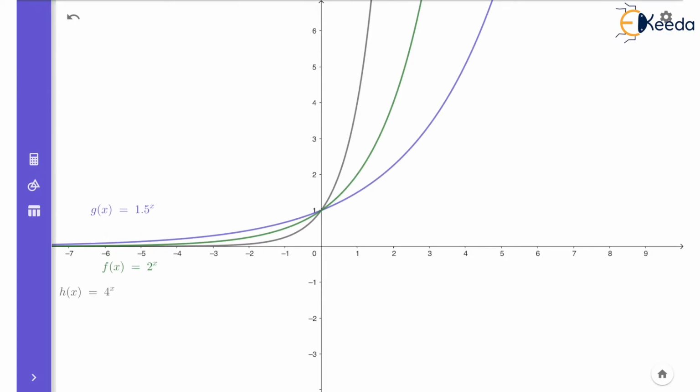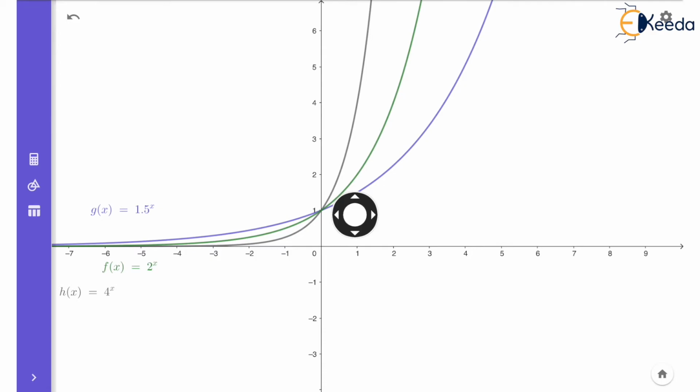Now, with different values of a, we can see the change in the nature of this graph. If we look at the positive side of x, the one having the higher value of a, that is the graph y equal to 4 to the power of x, has the highest slope, or is increasing at the higher pace, whereas the one which is 1.5 to the power of x, which is the lowest here, is increasing with the lowest slope.